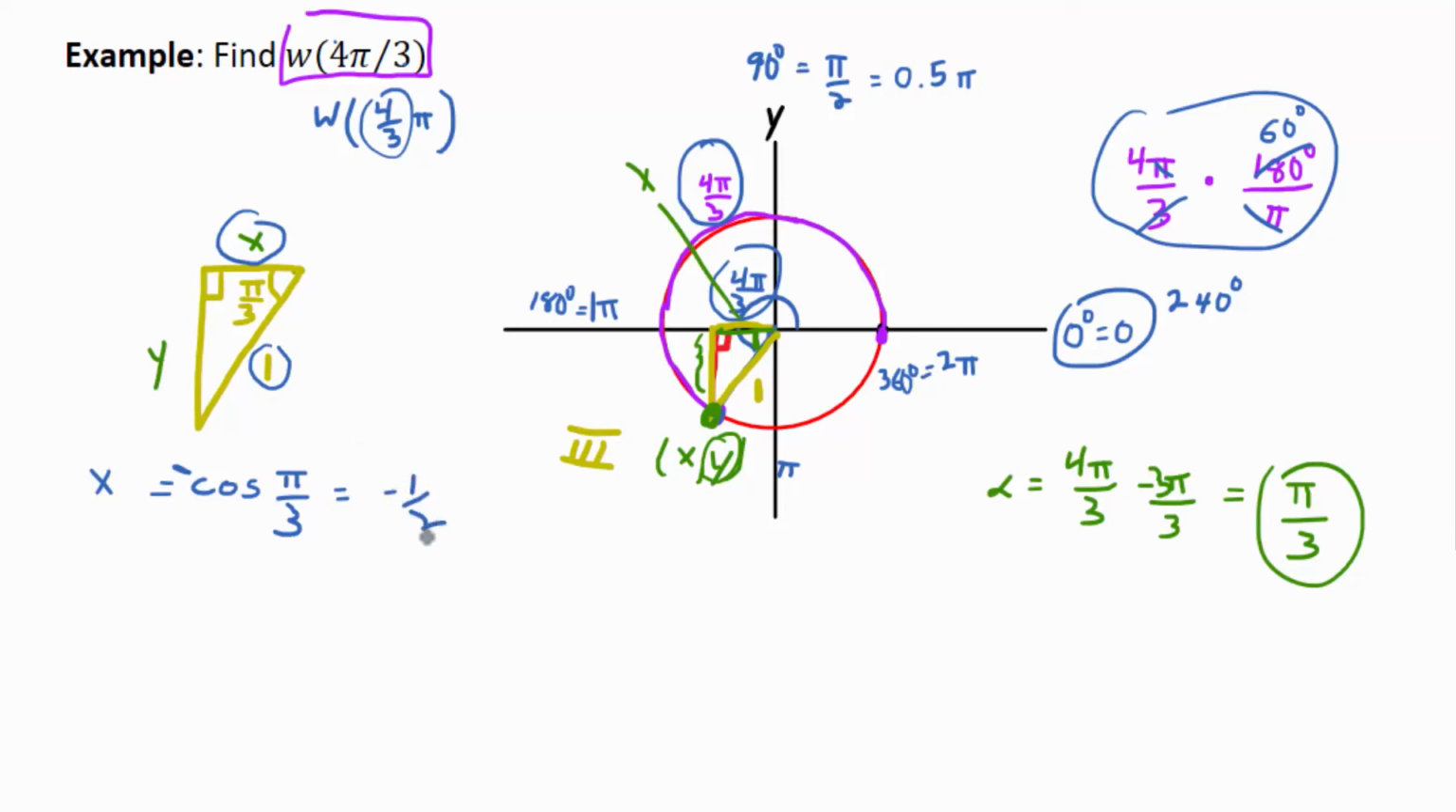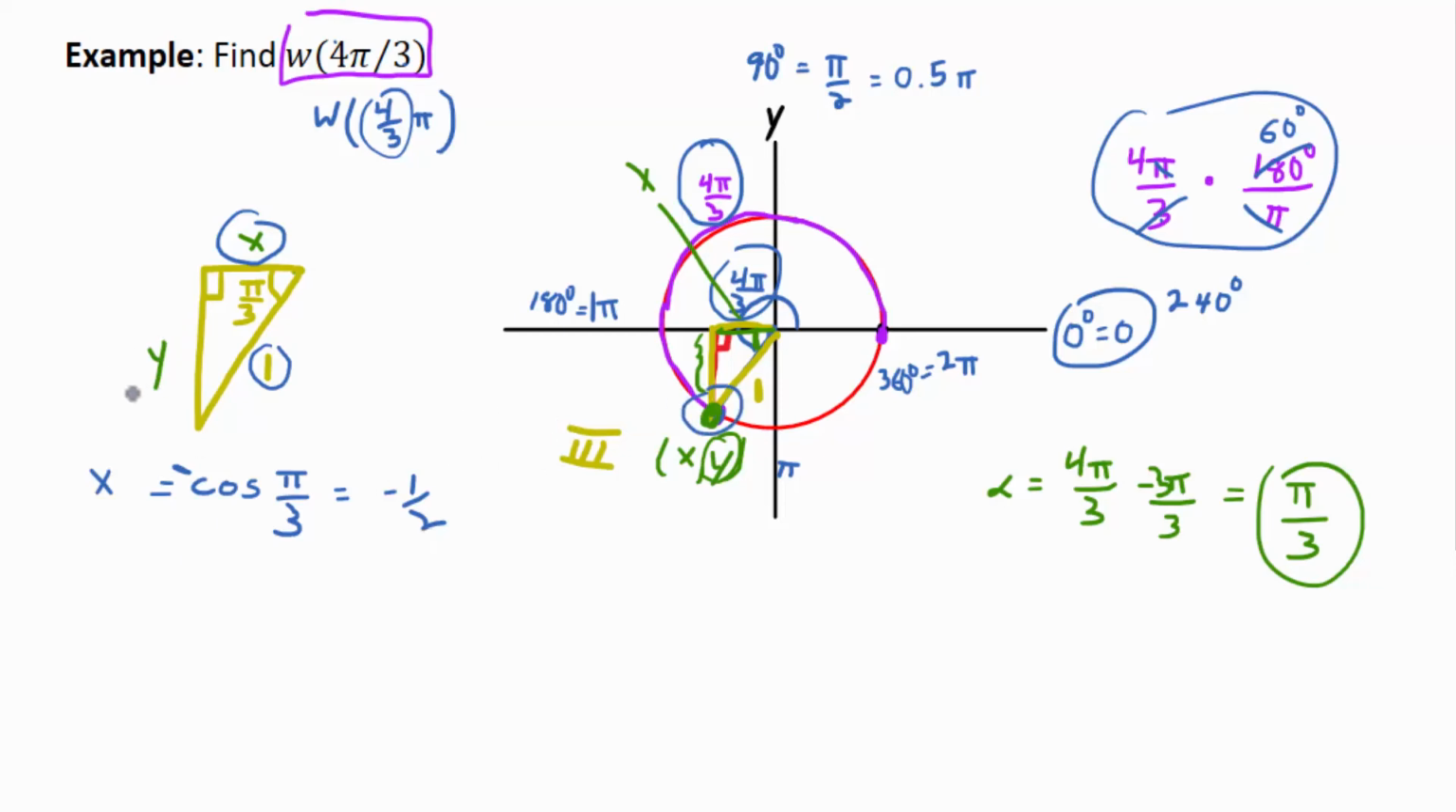How did she know that? Pi thirds is 60 degrees. What's the cosine of 60 degrees? It's one of those you have to memorize. Anyway, cosine of pi thirds is 1/2, so negative 1/2 has to be the x-coordinate of this point.